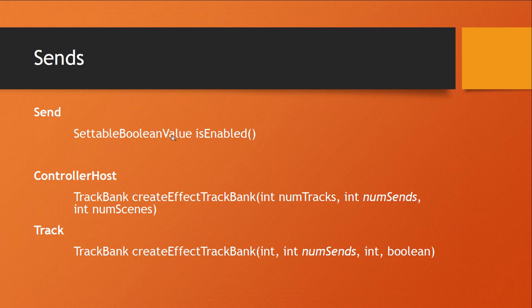We needed some methods to do so. The first one is just a Boolean settable value, which is called isEnabled on the send object. And you can call the usual methods on it, like a setter to enable or disable it, or call its toggle function. The other option is to create the effect track bank, which is an existing method, but there is now a new version to be created via the host and to be created for a track. You can now give the number of sends as a parameter, and then we will get the normal option to get a send bank for each of these tracks. And then you can use it like you did before with the normal track bank.